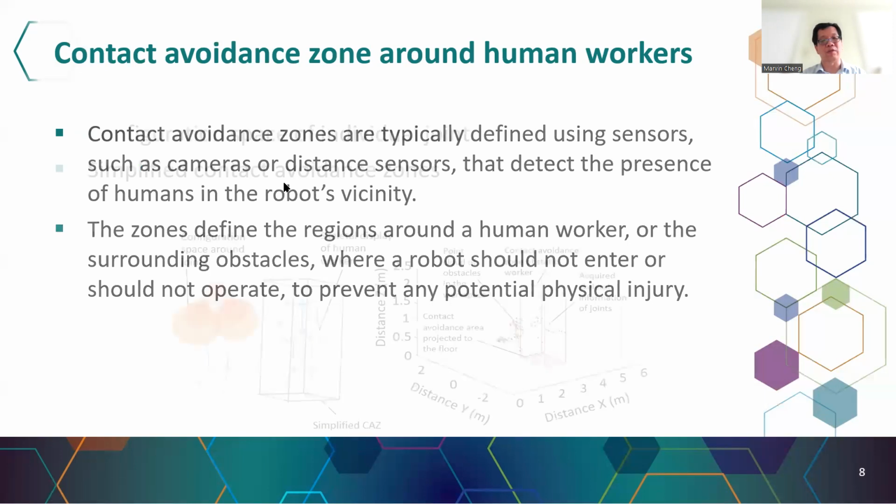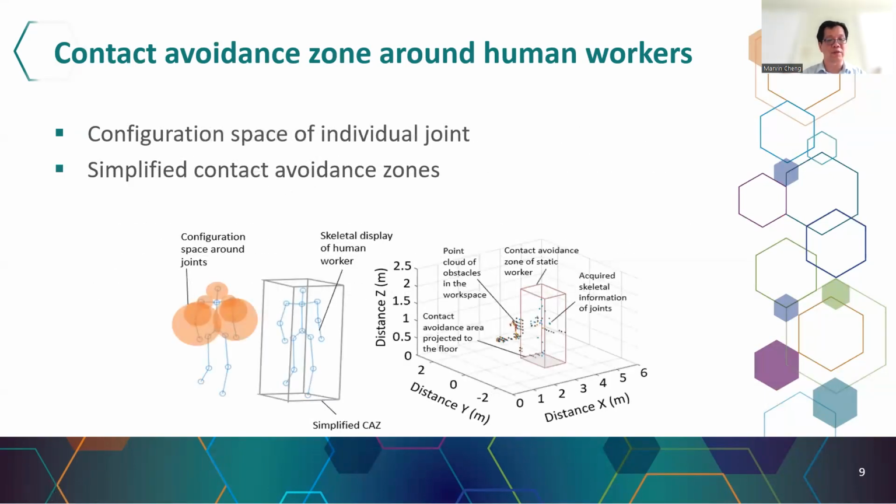So this is the definition of contact avoidance zones, but how do we apply that to the real human worker or to an obstacle? We can use the information of the configuration space of individual joints. If we can identify those configuration spaces, then we should be able to mark that space as contact avoidance zones. However, it can be very difficult because a depth camera can acquire more than 30 joints for a human body. So if we attach contact avoidance zones for all joints, it can be very busy and very time consuming.